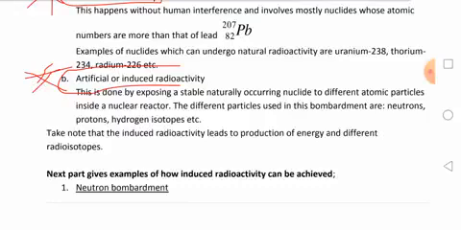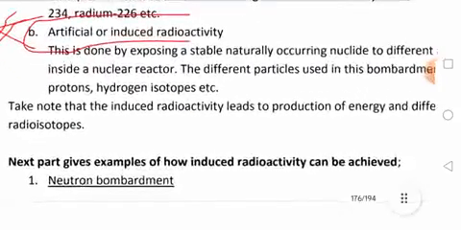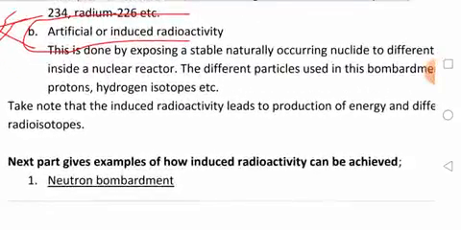For example, lead that has atomic number 82, thorium 238 to 234, radium 226, and so on. Artificial or induced radiation is done by exposing stable naturally occurring nuclei to different conditions.